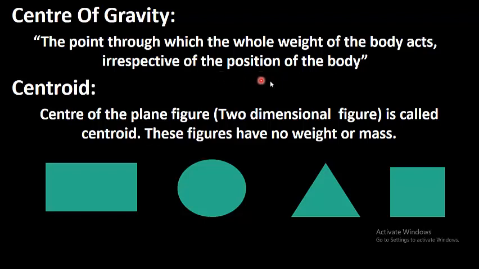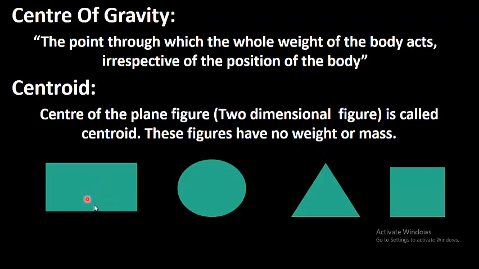And what is meant by irrespective of the position of the body? It can be anywhere inside or outside of the body, or at the center of any body which has any weight or mass, whereas the centroid is the center of a plane figure. A two-dimensional figure's center is called the centroid. These figures have no weight or mass.